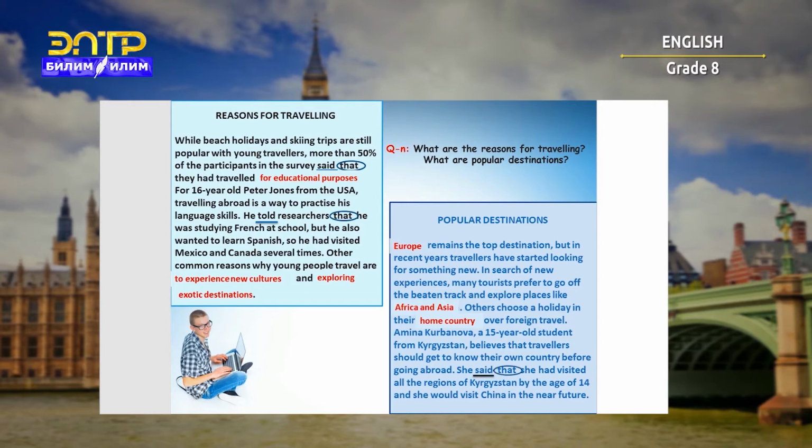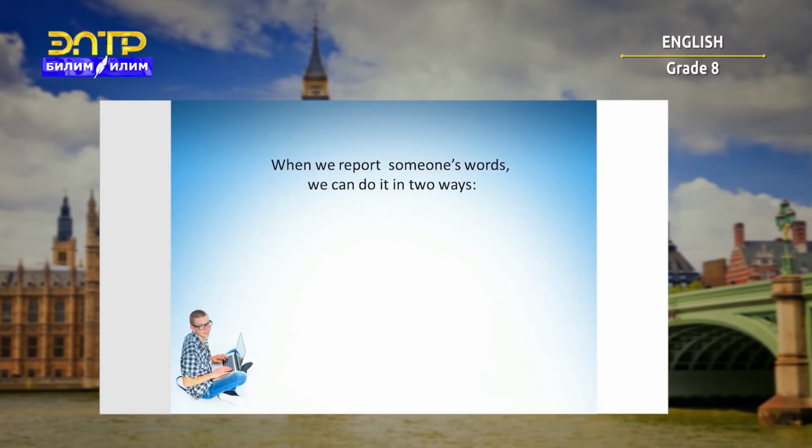Okay, yes, you can see the words said and told are underlined in the text. But can you please tell me what is the word used after said and told? You can see that word is in circle. Yes, you are right. It is the word that. When we report someone's words, we can do it in two ways. They are direct speech and reported or indirect speech.